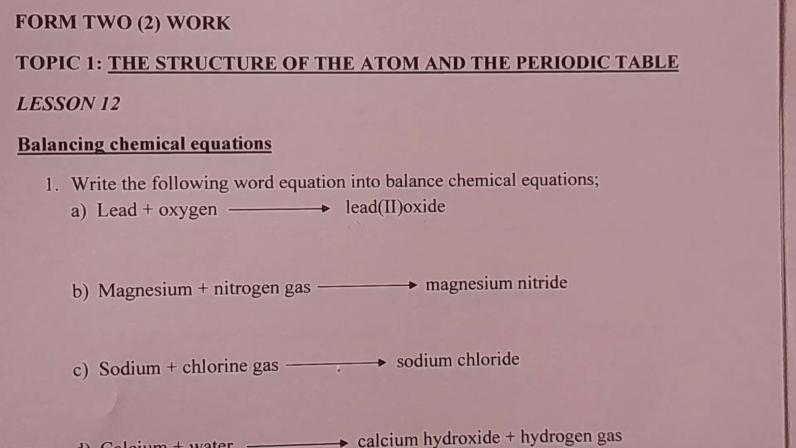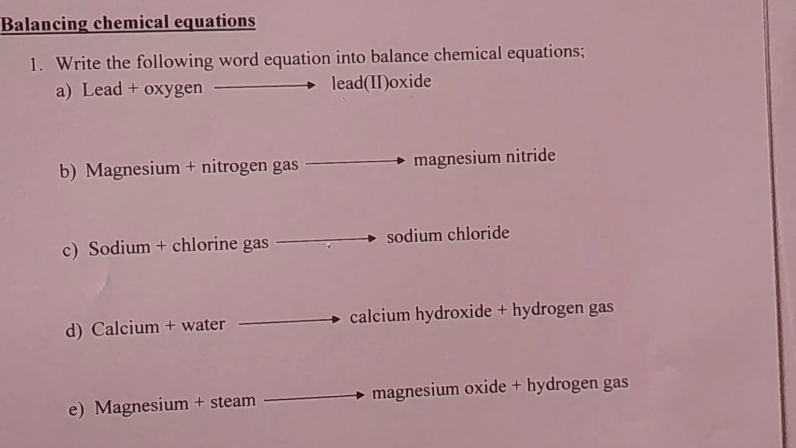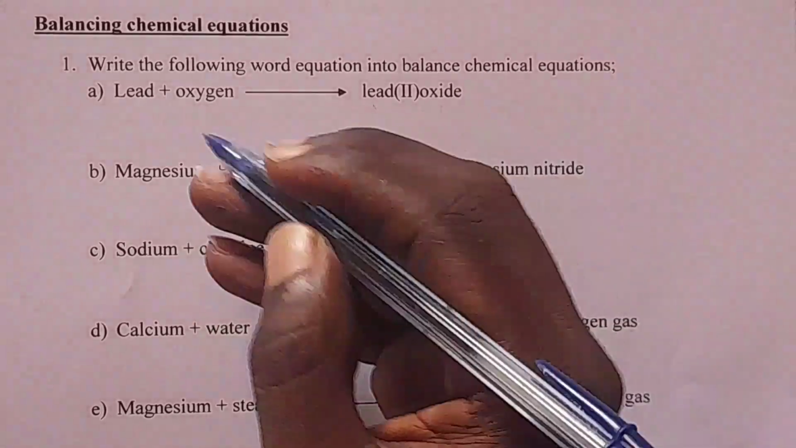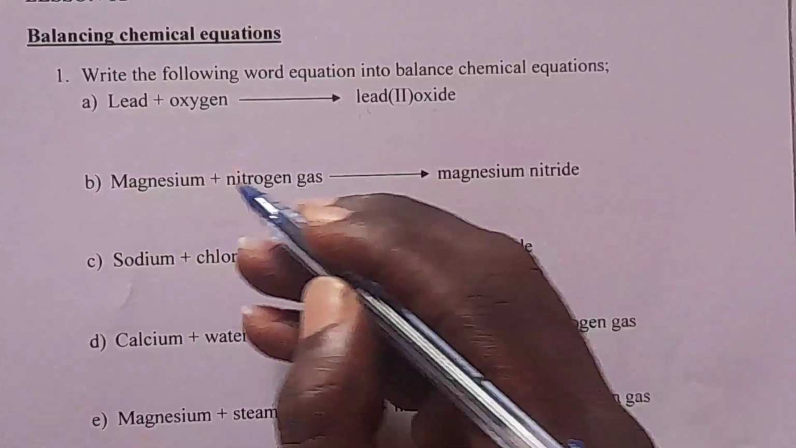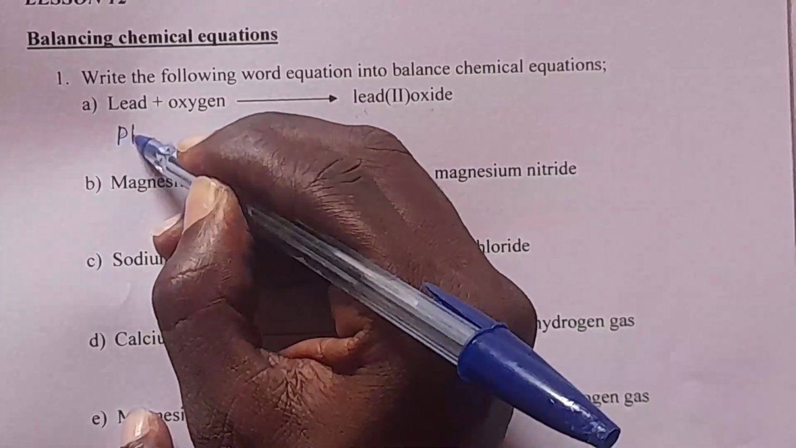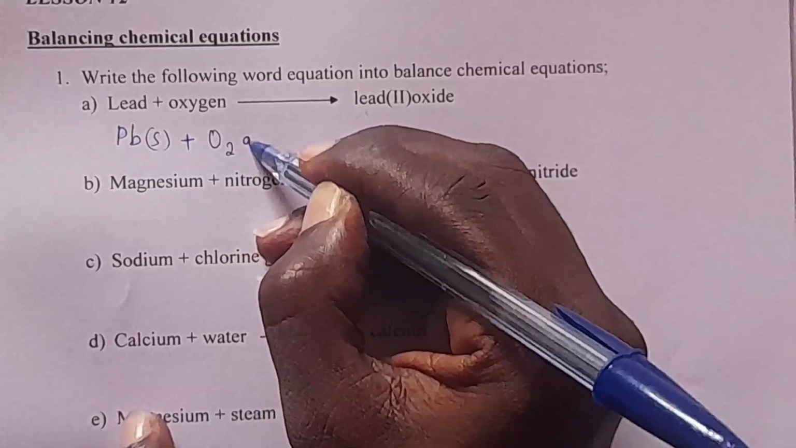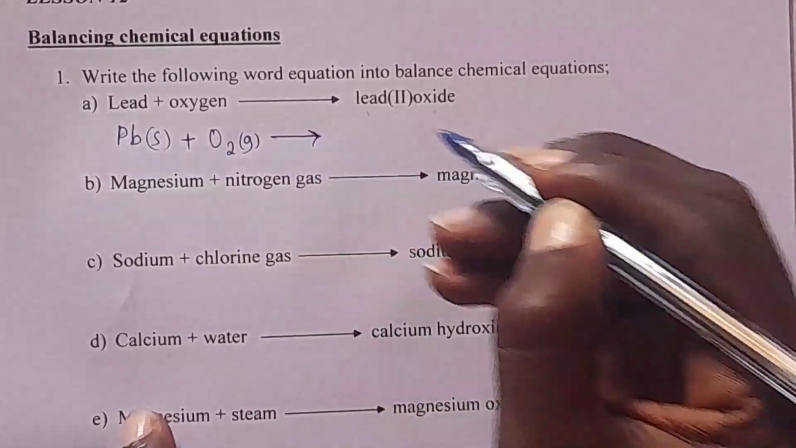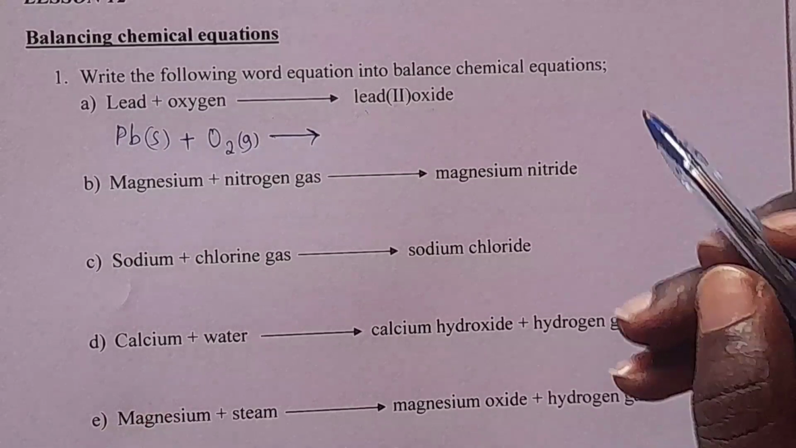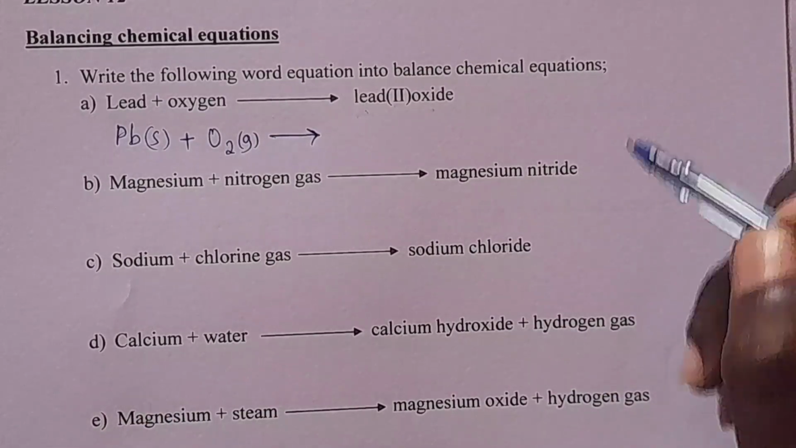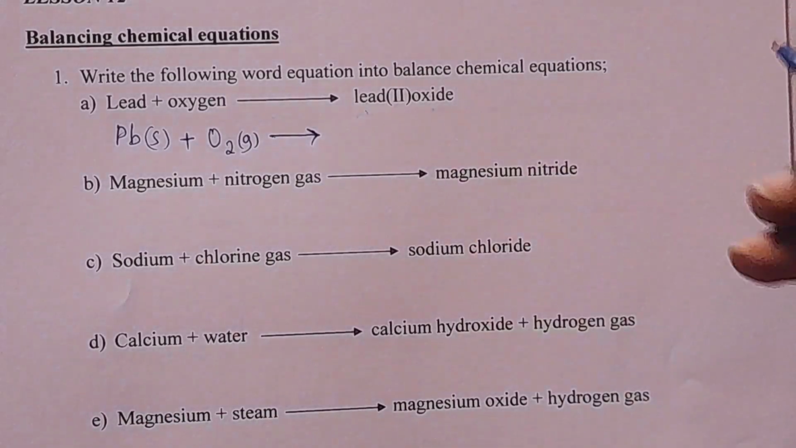The first step, we are going to write first of all our elements on the reactant side. Lead is written Pb. Lead is solid. Then we are reacting with oxygen. Oxygen is a gas because remember we said there are elements that exist as molecules, such as oxygen, chlorine, and so on and so forth.